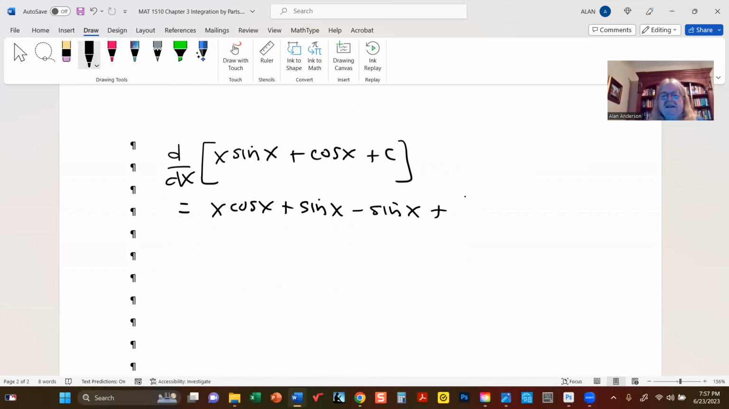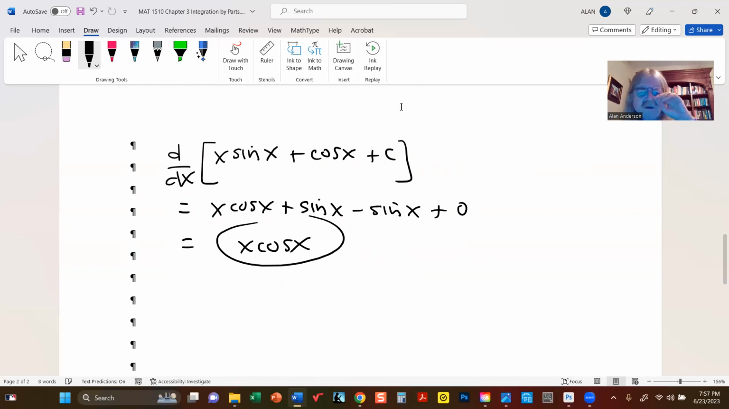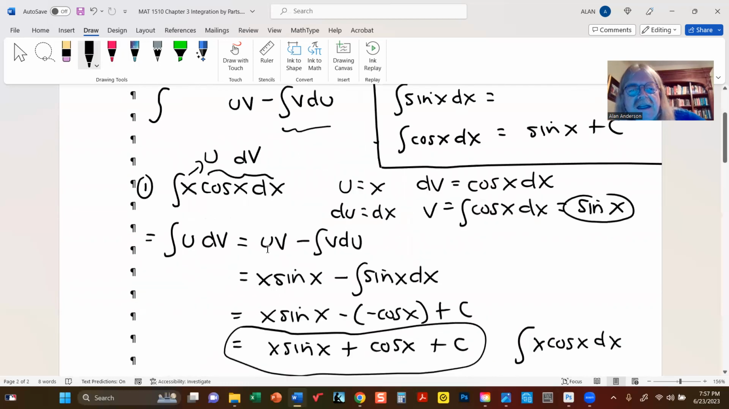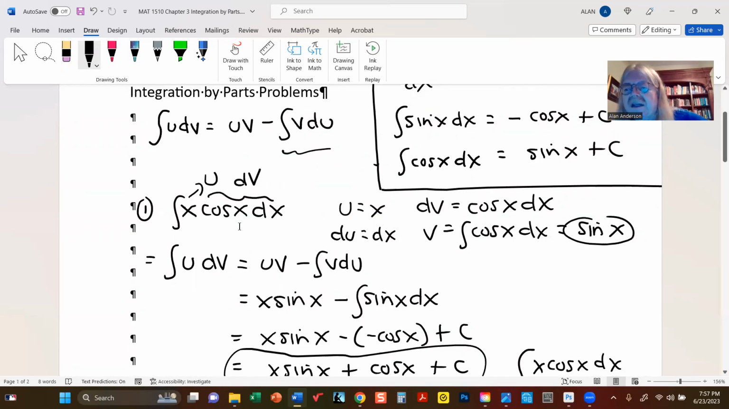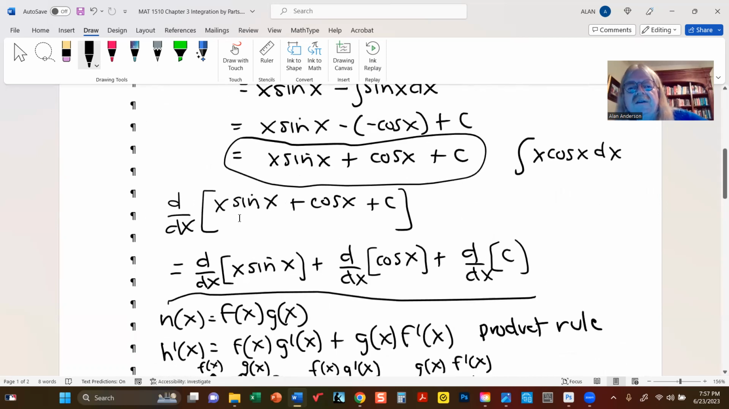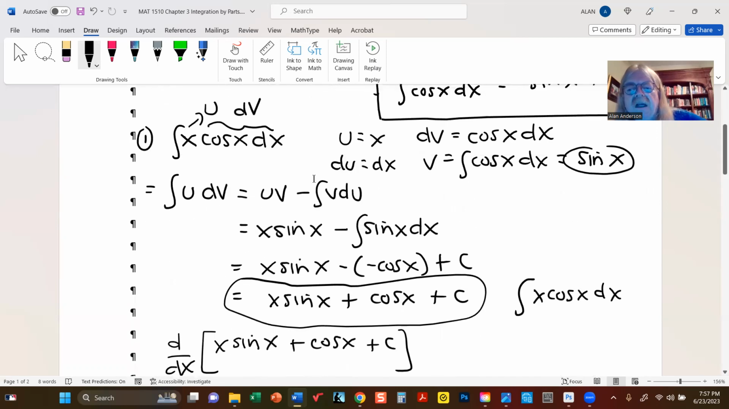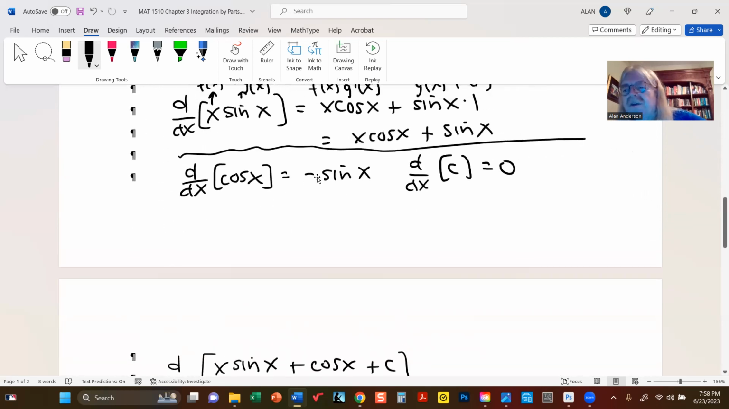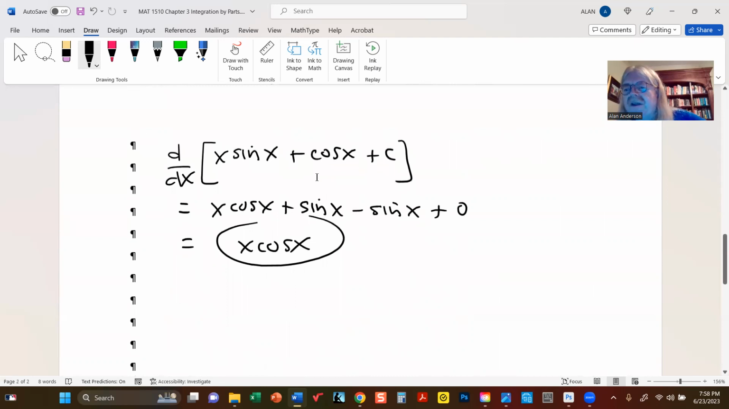And so finally, we end up with x cosine x. So if that's the integral we started out with, then we are in good shape. And yes, the original problem was the integral of x cosine x dx. So we not only found the integral, but we proved that it is correct by taking the derivative of our result. Now, we don't have to do that every time, but it's good to know that we can if it's necessary.